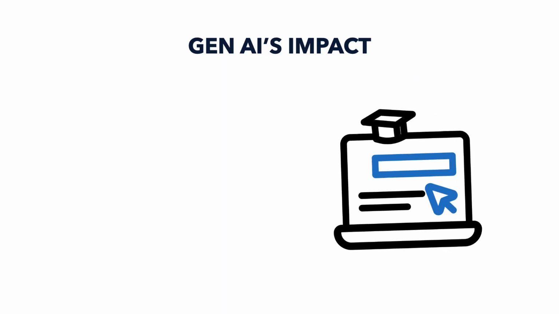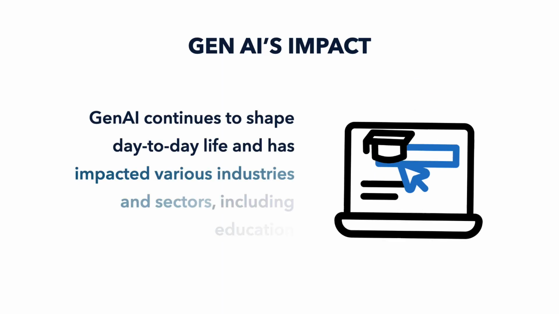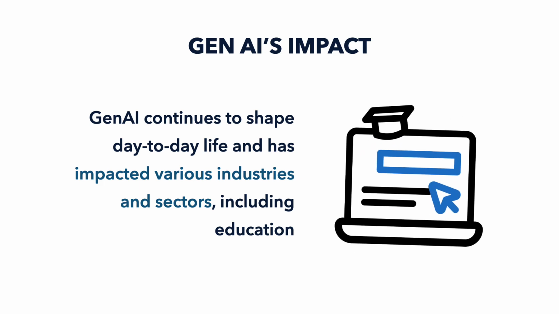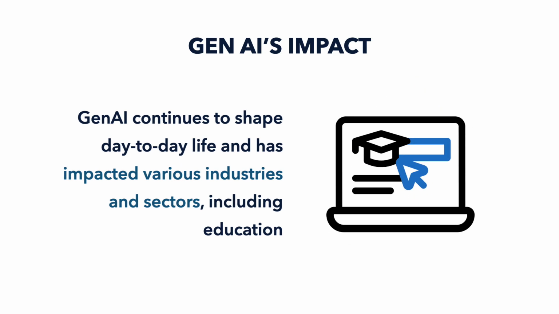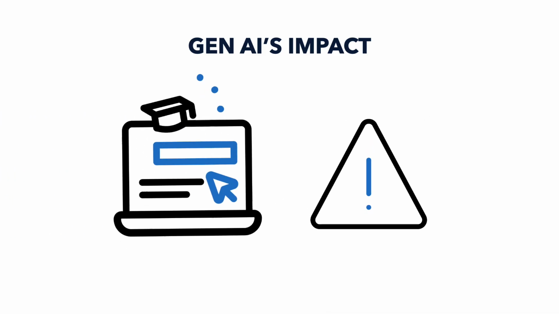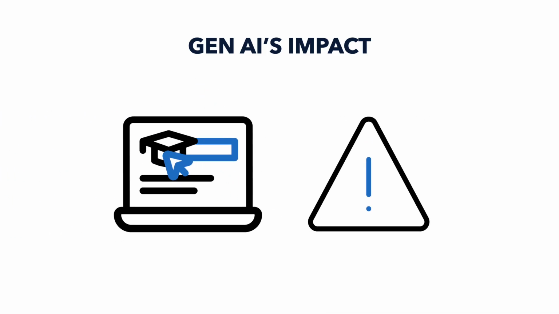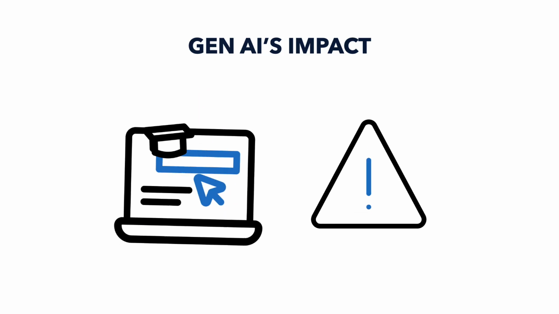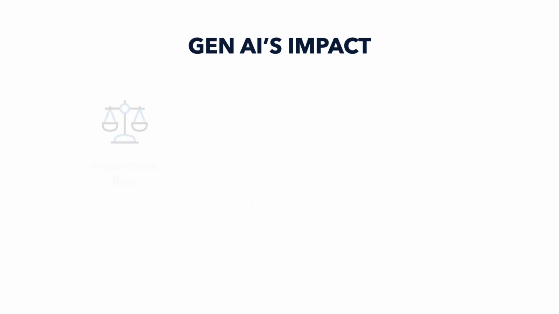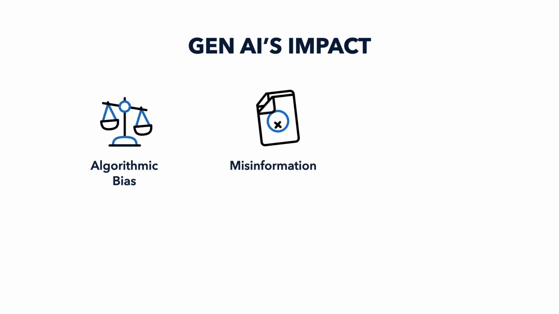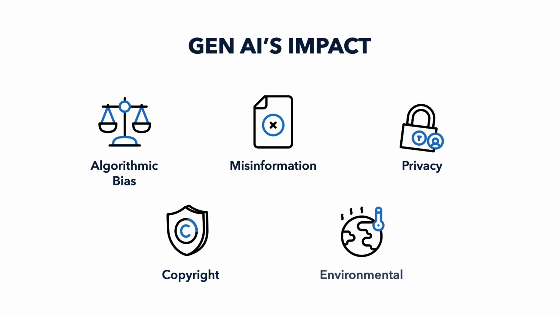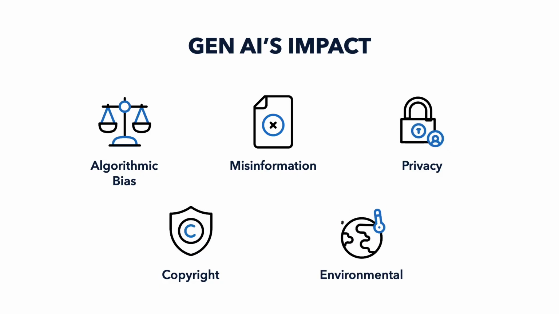The immense capabilities of GenAI continue to shape day-to-day life and have impacted various industries and sectors, including education. Despite its potential, GenAI also brings a number of challenges, risks, and limitations that have emerged more quickly than policies and regulations can address them. Challenges include algorithmic bias, misinformation, breaches of privacy and copyright, and impacts on the environment. We will explore these challenges further in another video.